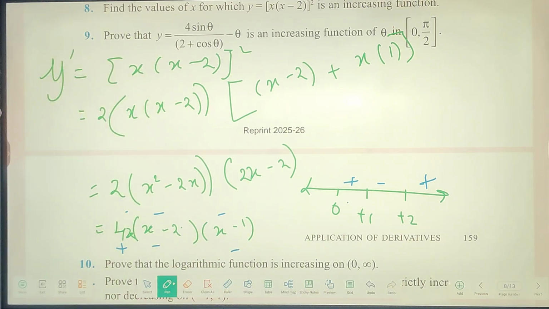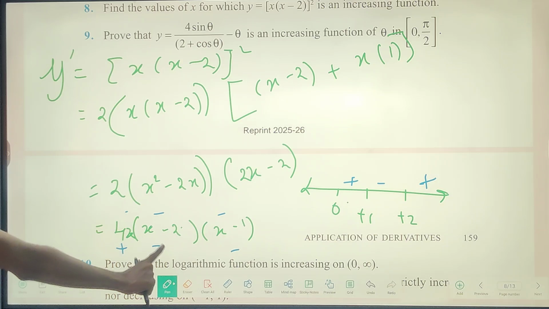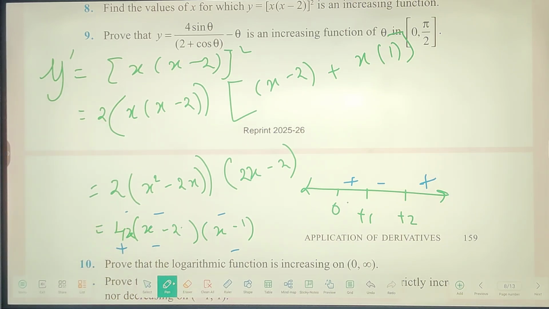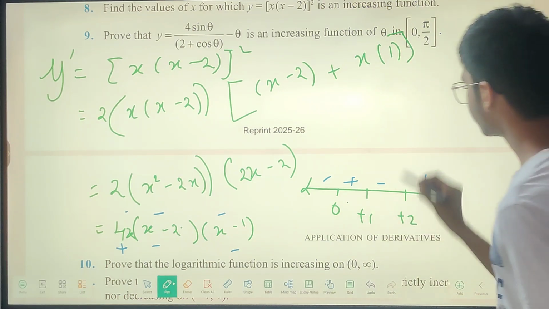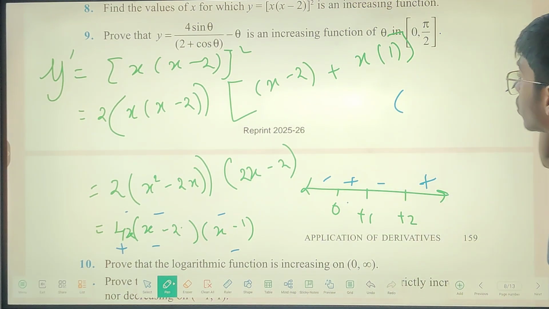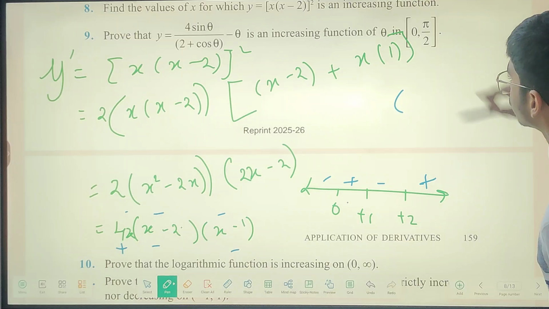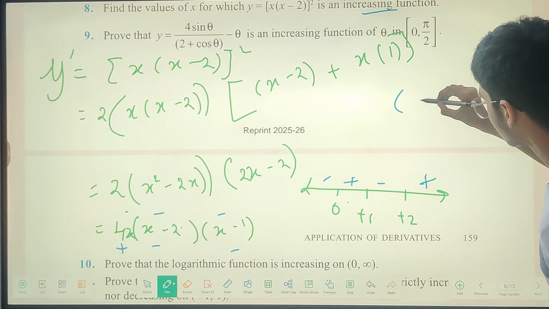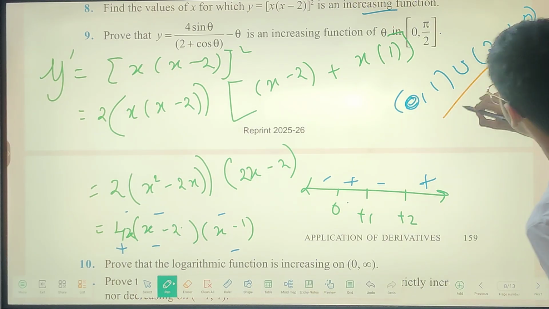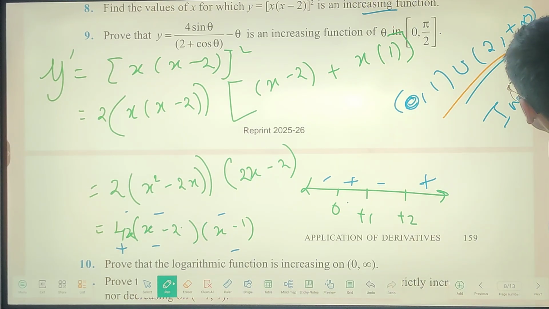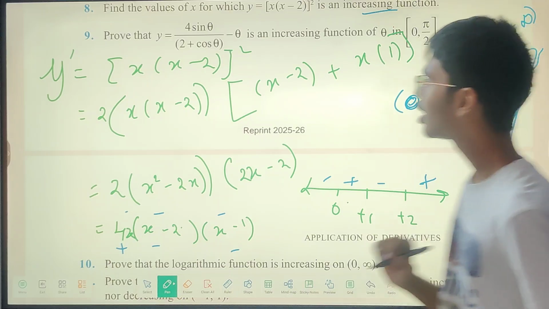For example, put minus 1. Here it will be minus 2, here minus 3, here minus 4. So everything will be minus. So here we will be having it like this. Automatically, for what they have asked, the values where it is increasing are 0, 1 union with 2, plus infinity. That is the place where it is an increasing function.